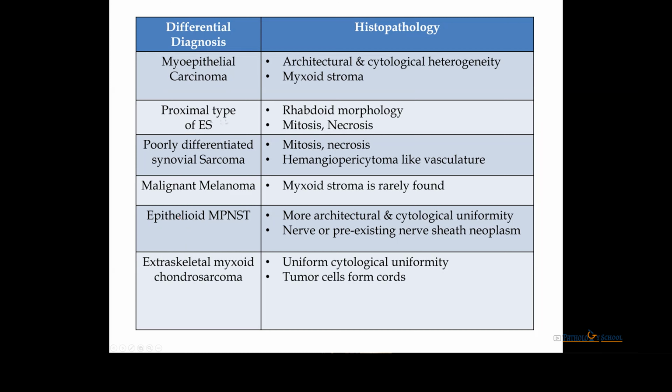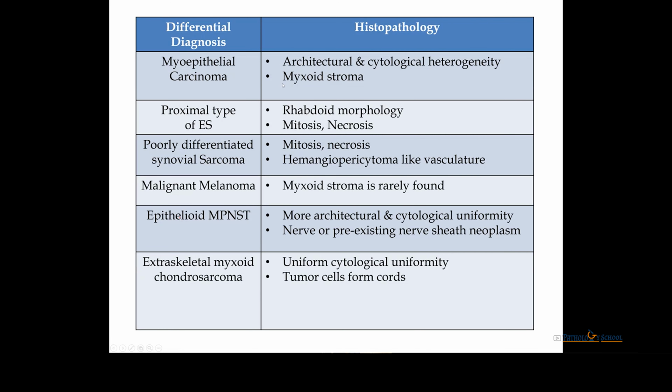Then, proximal type epithelioid sarcoma as well as poorly differentiated synovial sarcoma, in addition to whatever features I have described, would also show brisk mitosis, necrosis, and characteristic hemangiopericytoma-like vasculature in synovial sarcoma, as well as rhabdoid morphology, which is characteristic of epithelioid sarcoma. In myoepithelial carcinoma, you will get architectural as well as cytological heterogeneity, abundant myxoid stroma, and epithelioid morphology with prominent nucleoli. So most of the features were going in favor of myoepithelial carcinoma.